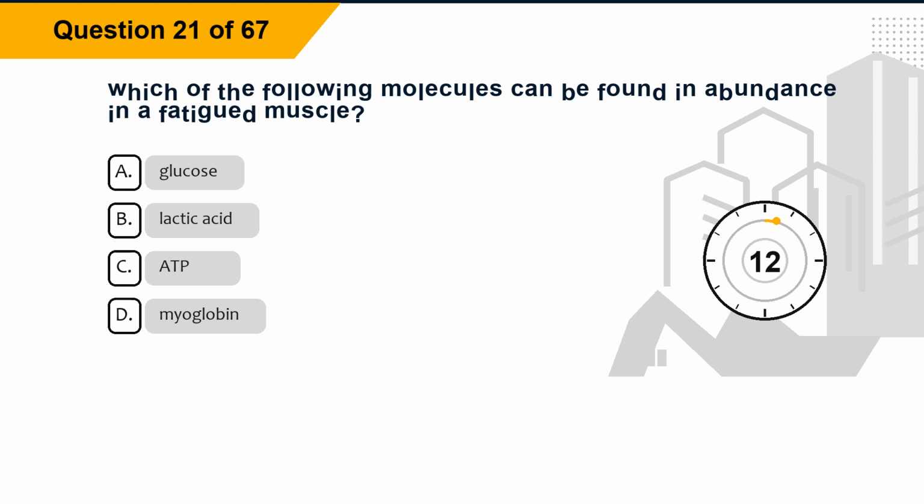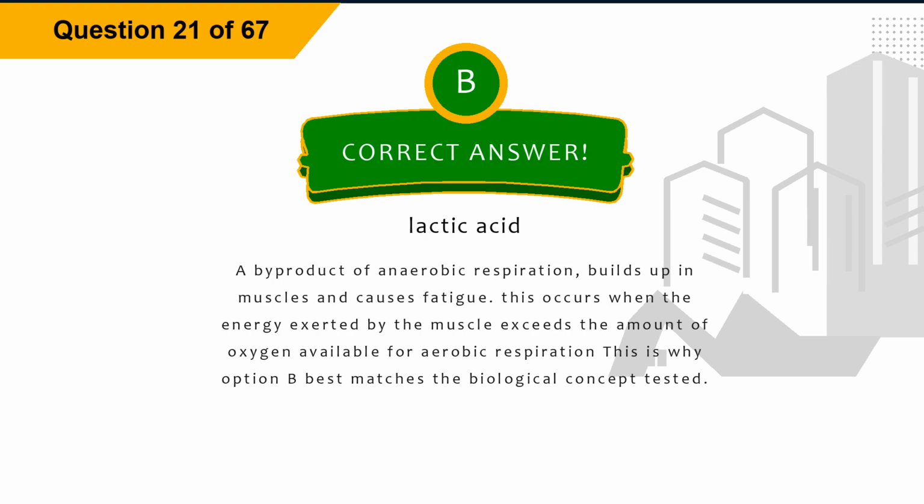Question 21. Which of the following molecules can be found in abundance in a fatigued muscle? Option A, glucose. Option B, lactic acid. Option C, ATP. Option D, myoglobin. The correct answer is option B, lactic acid. Explanation: lactic acid, a byproduct of anaerobic respiration, builds up in muscles and causes fatigue. This occurs when the energy exerted by the muscle exceeds the amount of oxygen available for aerobic respiration. This is why option B best matches the biological concept tested.